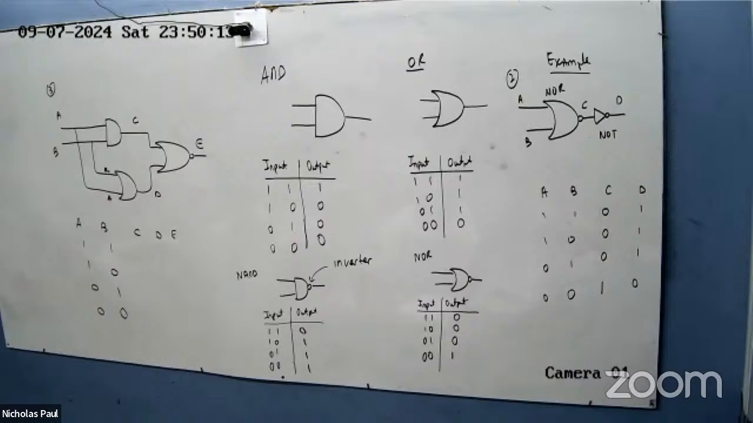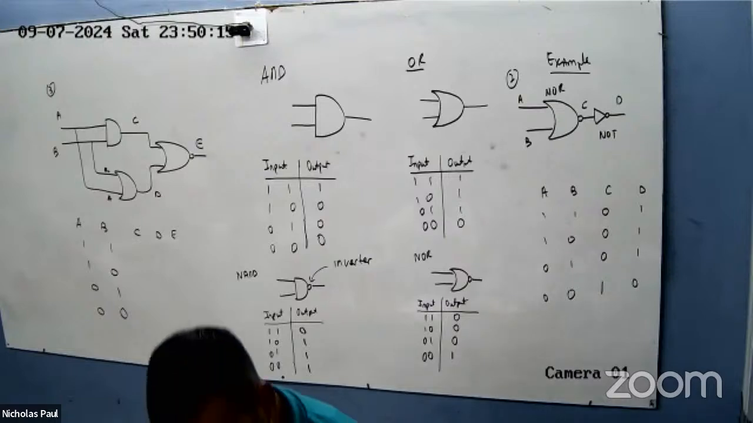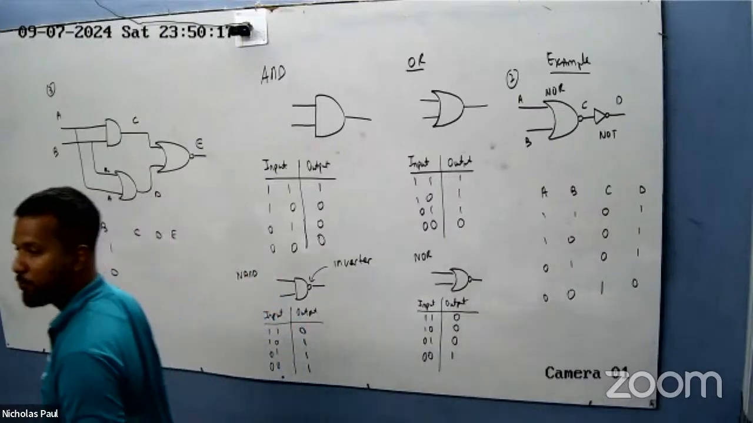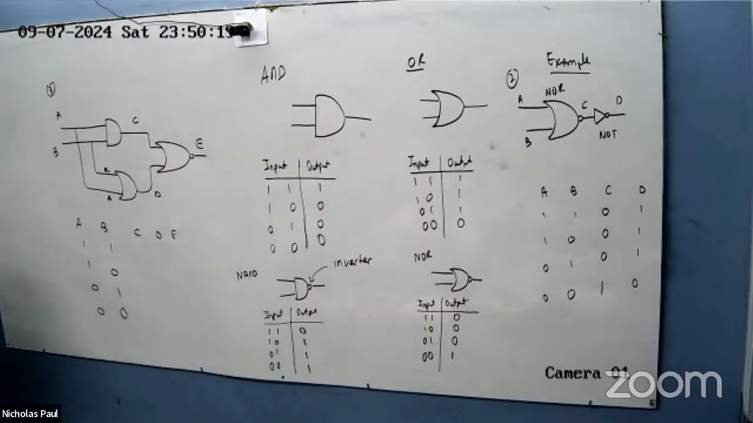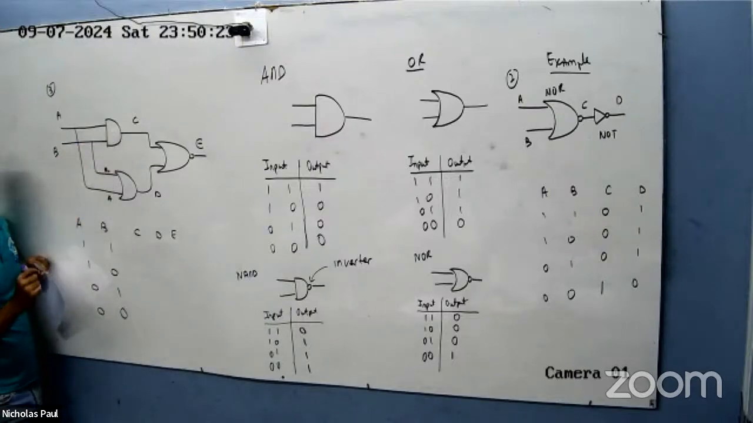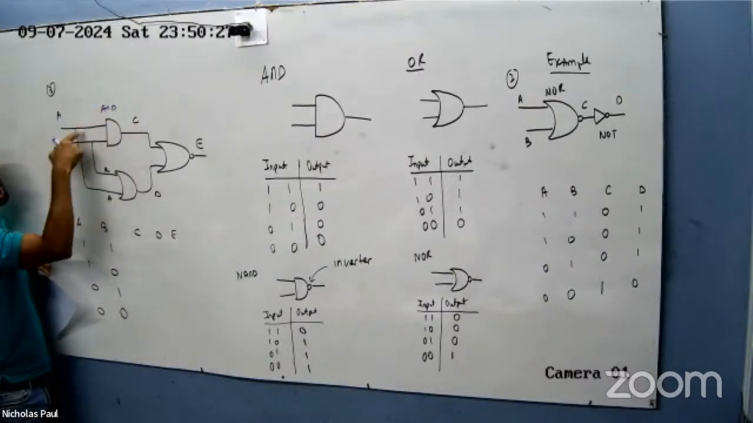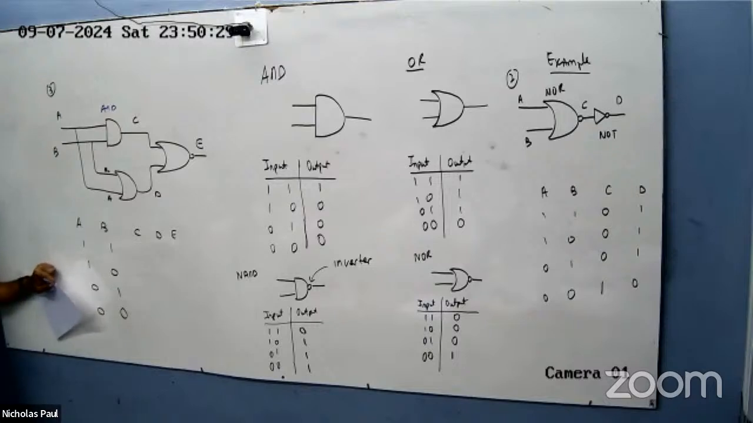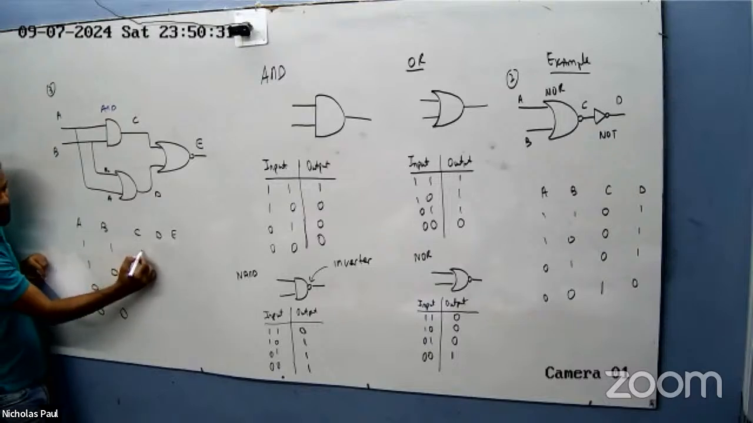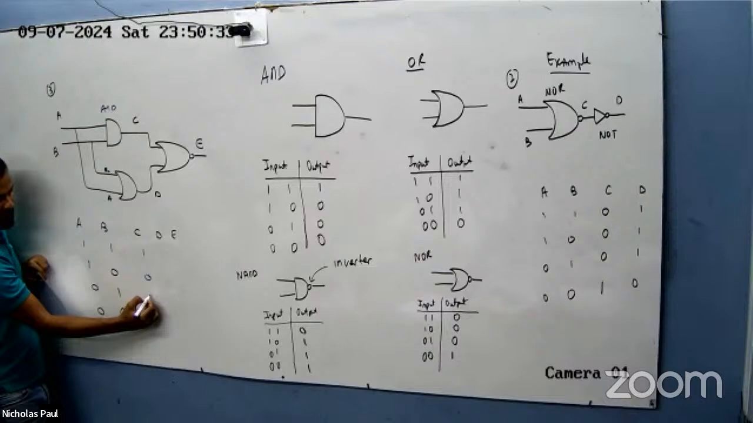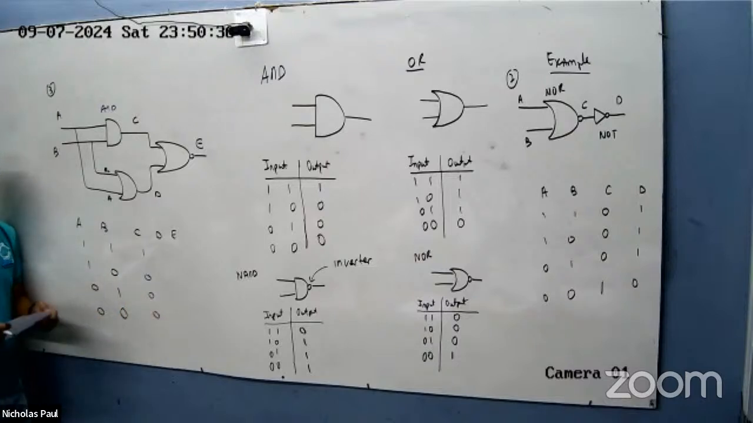Right. Let me get some help. Let me start with Cupid. All right, Cupid, help me out here. What gate is this? AND gate, nice. So to figure out C, the input is A and B, correct? So help me out. 1, 0. Beautiful. You're good to go.